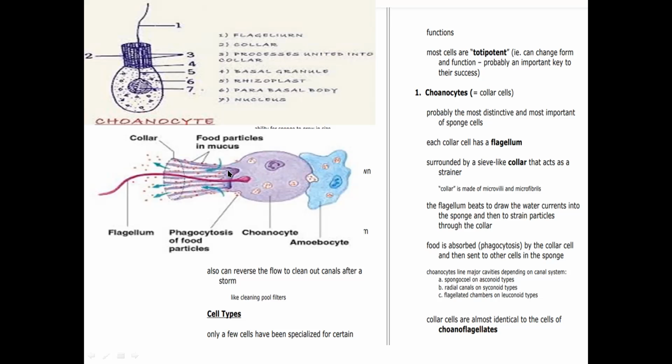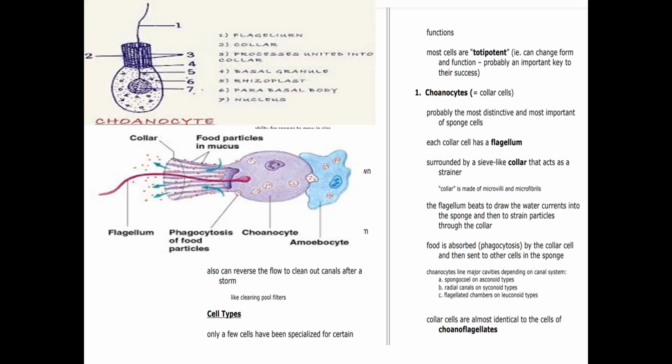Then you can also see that they help in phagocytosis of food particles. The food is pulled by the help of flagella in the collar, and then phagocytosis of food is done by the choanocyte. So choanocyte is the first cell which will form the food vacuole. This is a question which is asked in exams, that the first cell to ingest food in Porifera is the choanocyte. So food is ingested, the food vacuole is formed, the lysosomal enzymes are added, and then the food is transferred to amoebocyte where the complete digestion of food occurs.